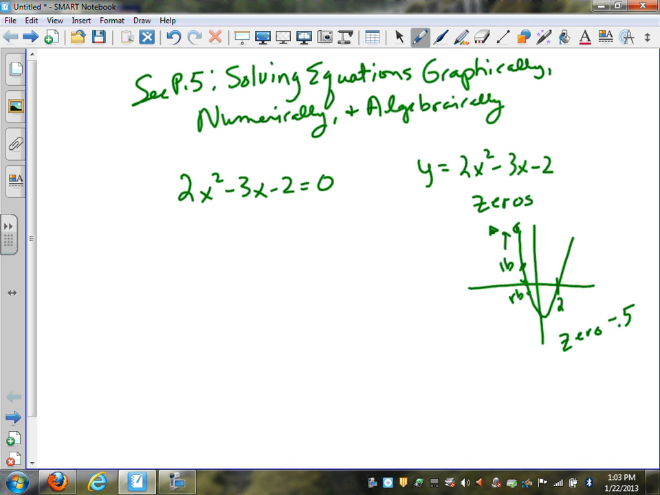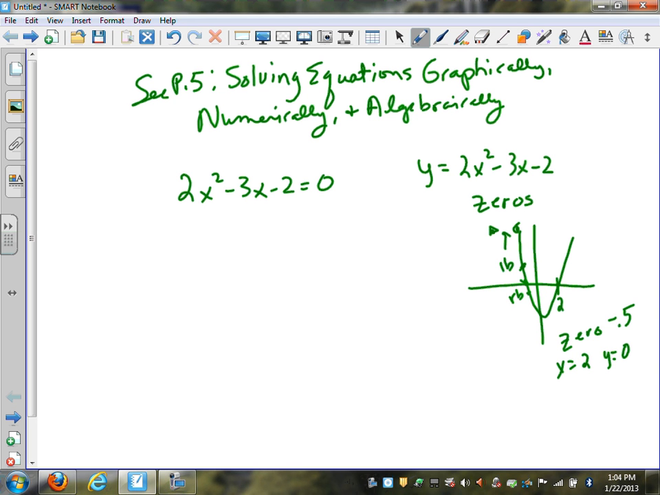Now, to get the other one, it just looks like it's 2. So just trace 2 and see if it is. Y equals 0 too, so that would be your other zero. That's something you can tell by looking at it. Just hit trace, enter the number, and see if it says y equals 0.